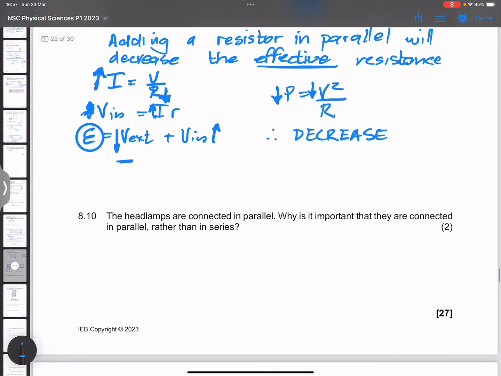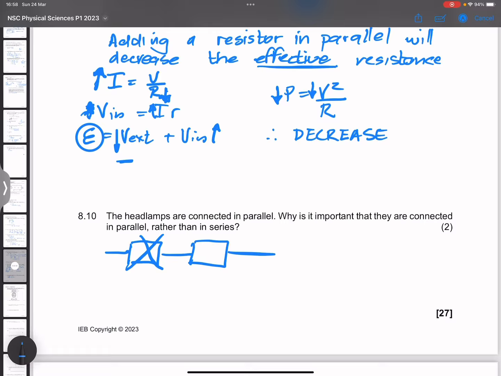Now, they say to us finally, the headlamps are connected in parallel. Why is it important that they are connected in parallel rather than in series? Now, remember, guys, when I connect resistors in series, when one of them burns out, what happens?